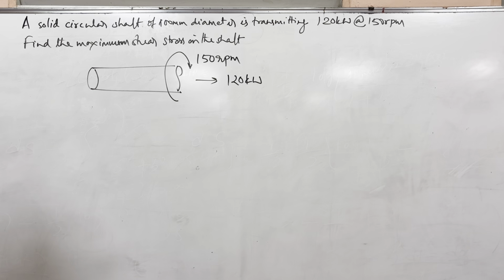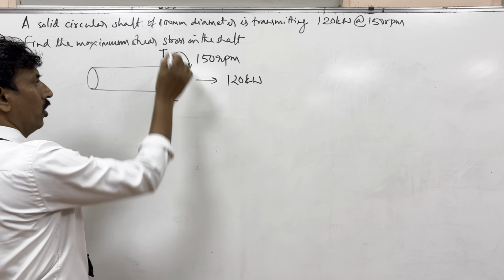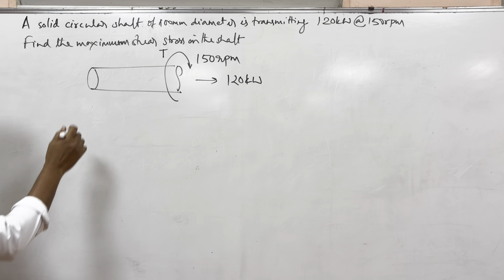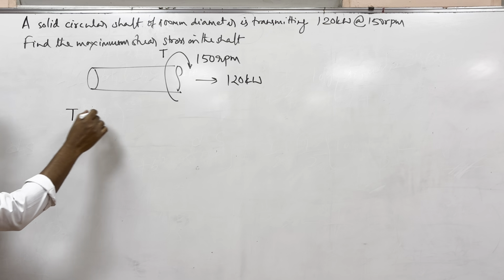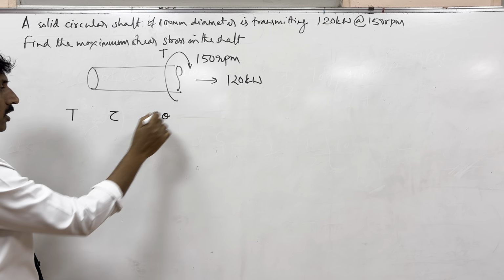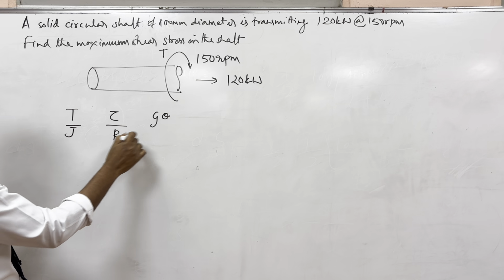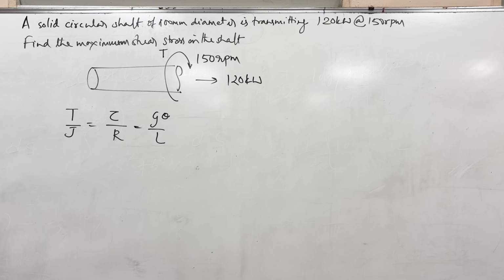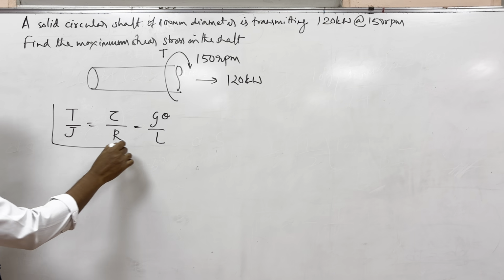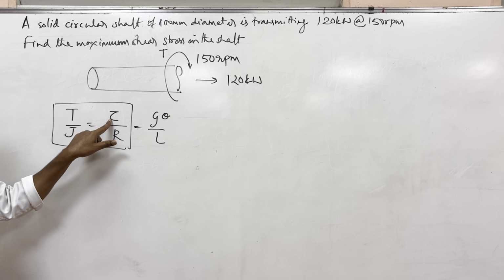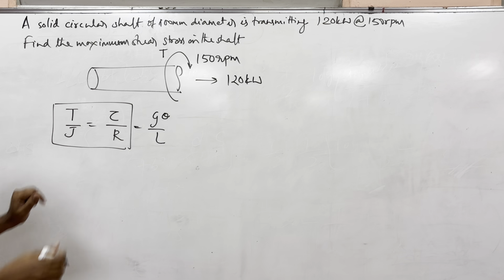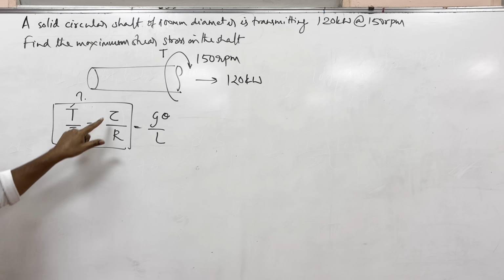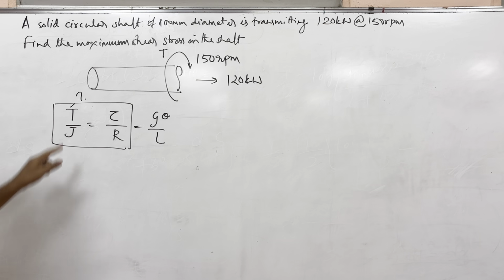And we need to know the torque here, because in the formula of torsion, T/J = τ/R = Gθ/L, that is the formula that we actually said last time. So we are supposed to use this part of the equation to find out the maximum shear stress. We know what is J and what is R, and we're supposed to find T here.